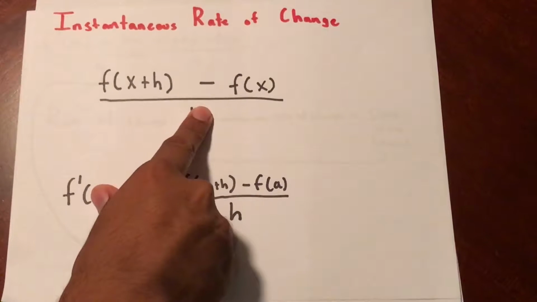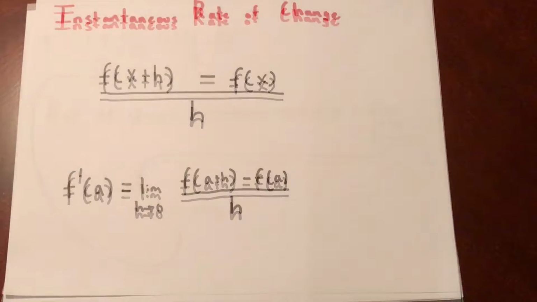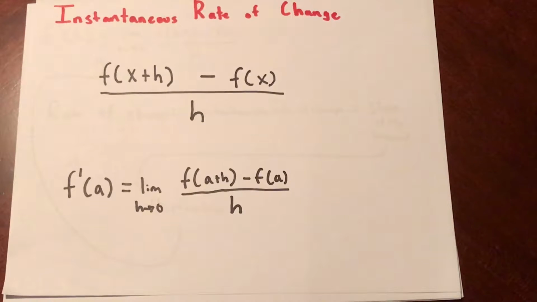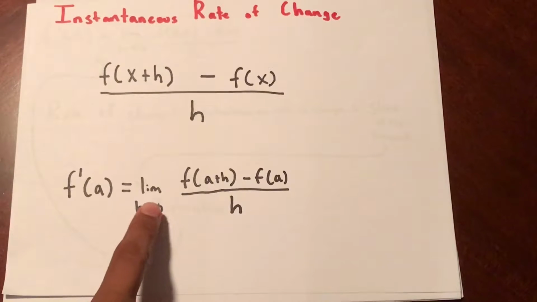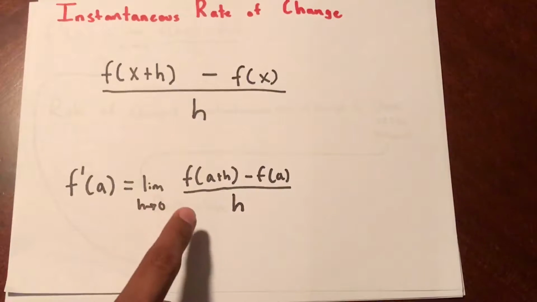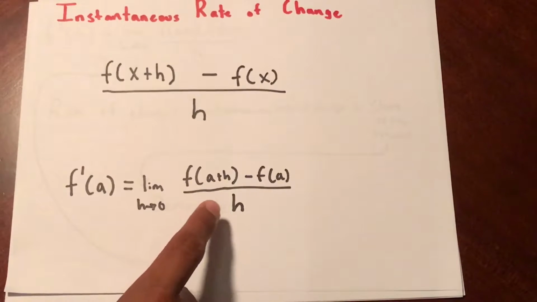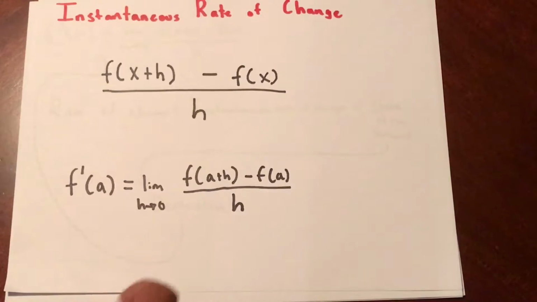So this is the difference quotient right here, and if we interpret the difference quotient as the average rate of change of the function f over the interval from x to x plus h, we can interpret its limit as h approaches 0 to be the rate at which f is changing at the point x. So what this means is the instantaneous rate of change of f with respect to x at a is the derivative. So f prime of a is equal to the limit as h approaches 0 of f of a plus h subtracted by f of a, over h.